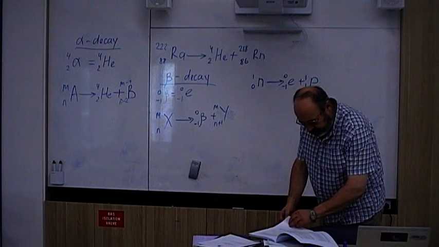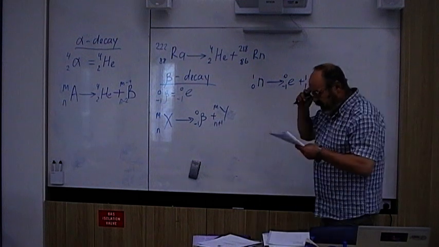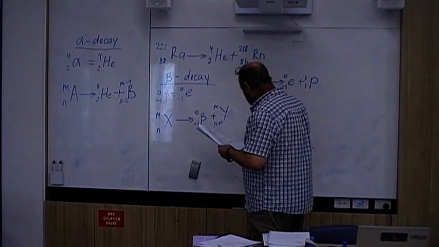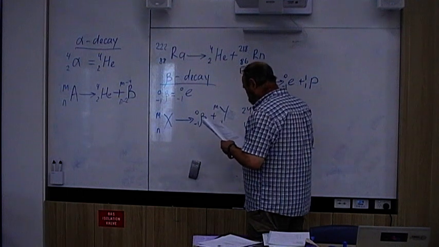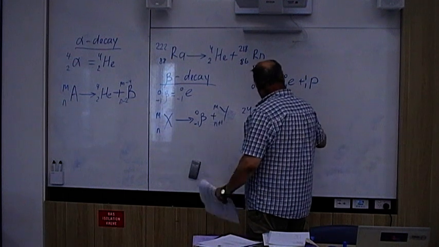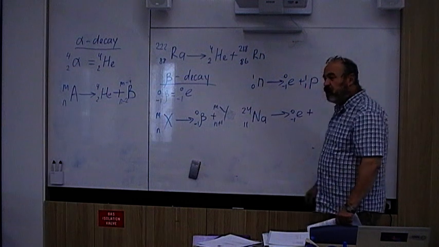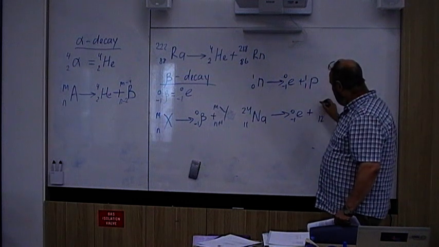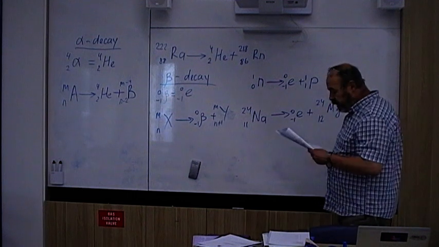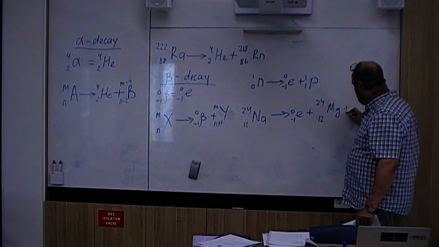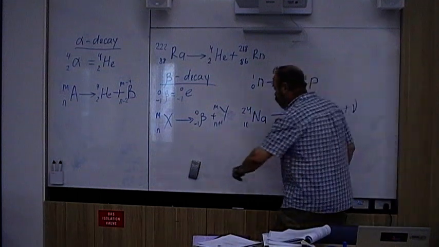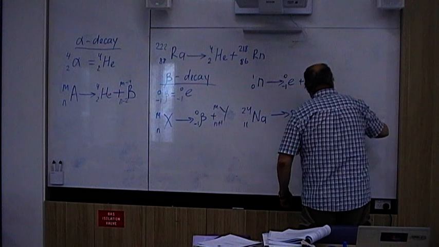An example is, let's say, sodium 11, 24. It ejects an electron, and what does it turn into? The atomic number becomes 12, magnesium. And it becomes magnesium, plus a neutrino, but as I'm saying, neutrinos, we are not looking into that, at least for now.